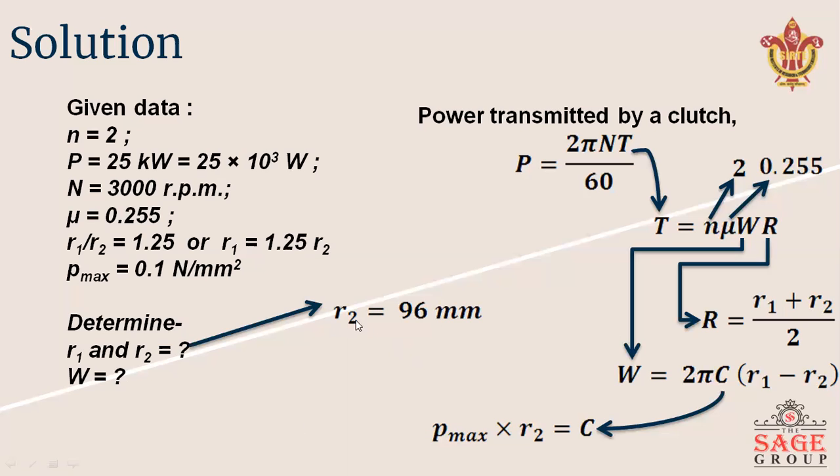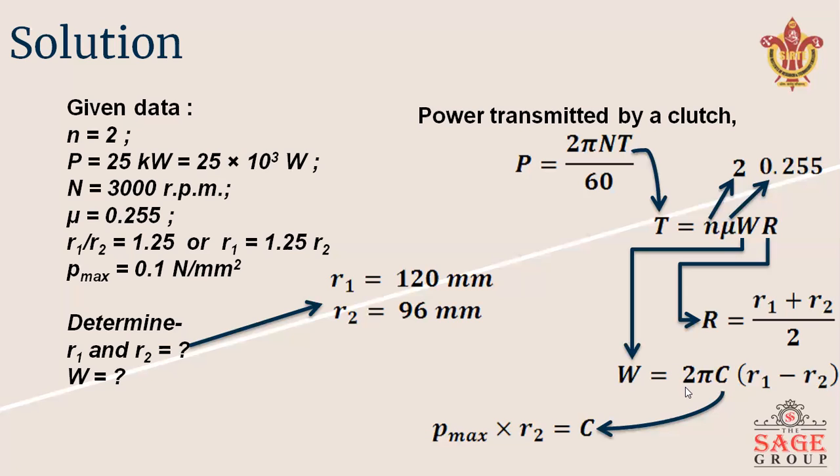Now substitute the value of R2 in this equation. Here R1 equals 1.25 of R2, so R1 equals 120 mm. Now we have already calculated W equals something of R2. By this equation, W equals 2 pi C (R1 minus R2), and we have already solved this equation, so we get the value as something of R2.